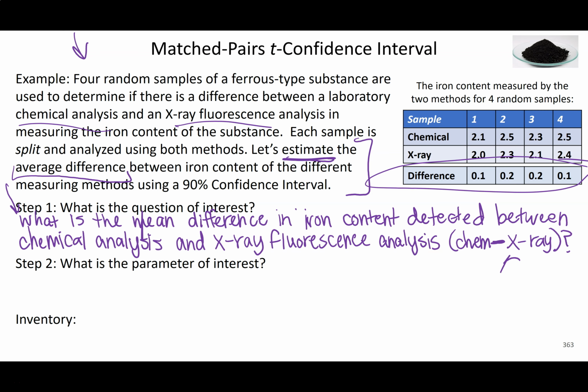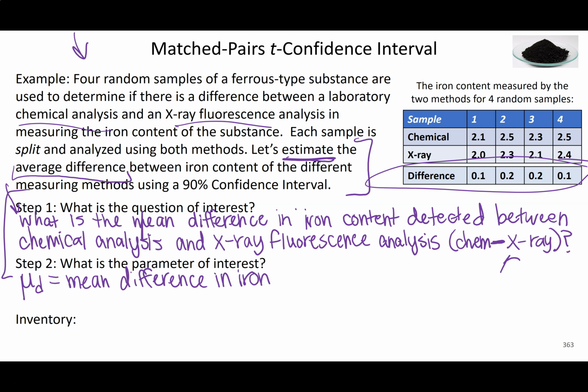So my parameter of interest is now the mean difference. Because I'm only looking at the difference column, I want to know about the mean of all the differences. So it's the mean difference in iron content detected.